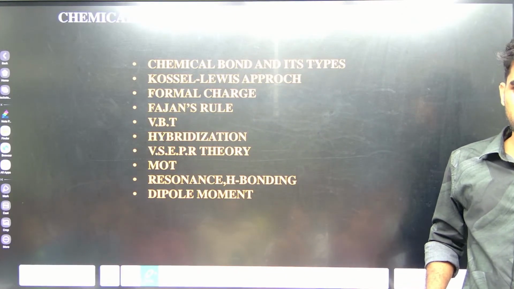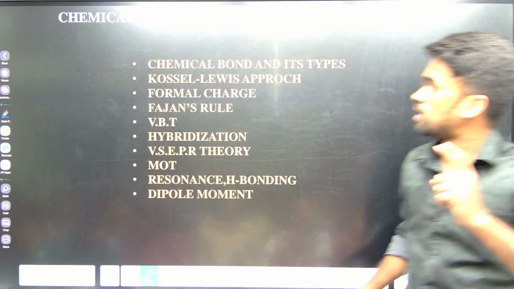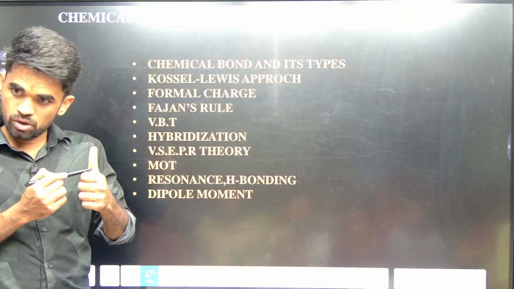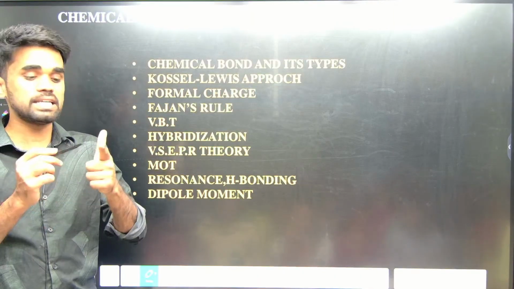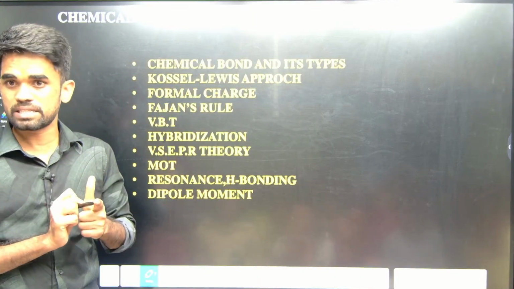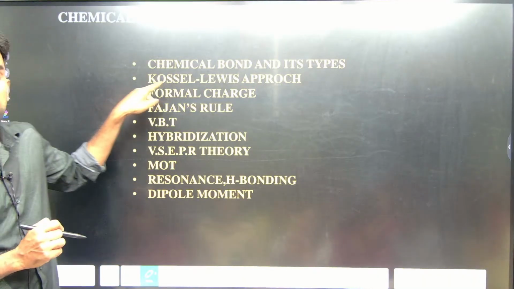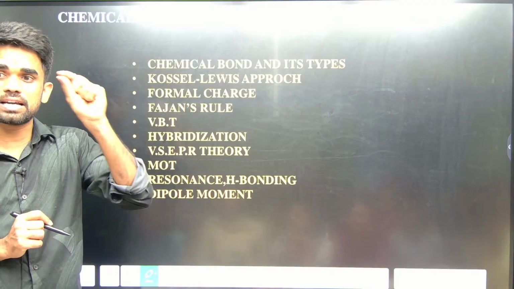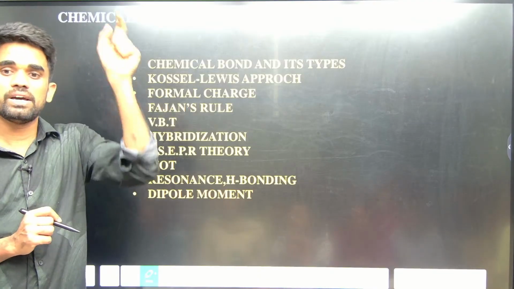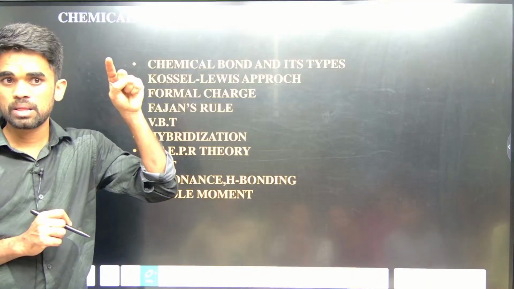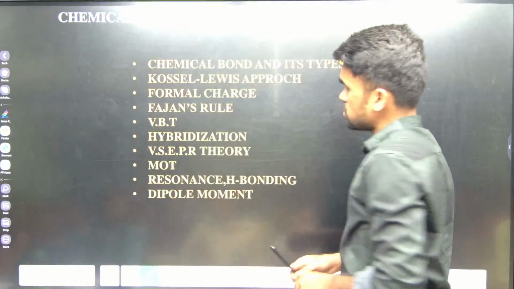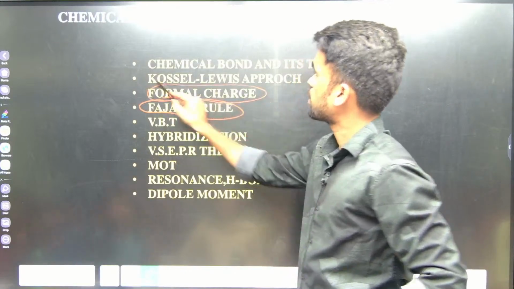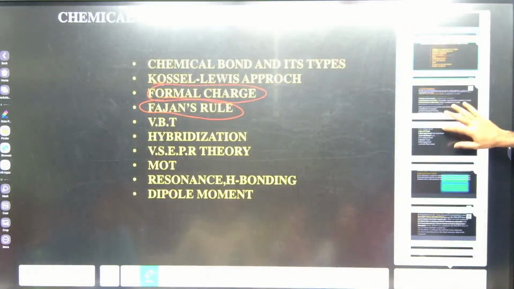While discussing the basics of chemistry, I covered covalent bond, ionic bond, coordinate covalent bond, metallic bond, and hydrogen bond. Next, Lewis dot structure. Lewis dot structure means electrons are considered to be dots, and we write them around the atom. Next, Fajan's rules, from here you can expect a question, and also on formal charge. Let's start with the topic.